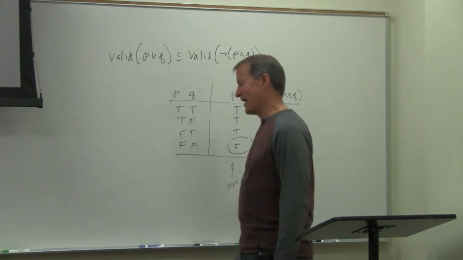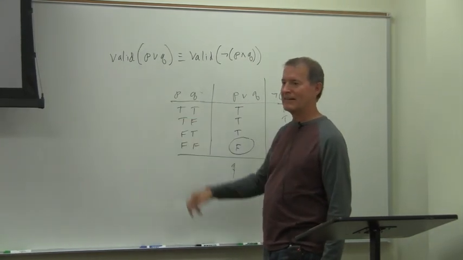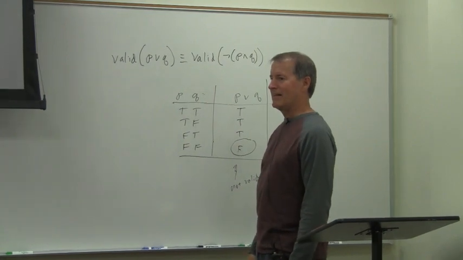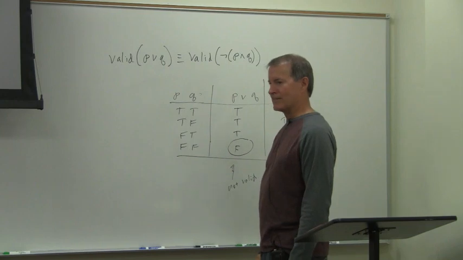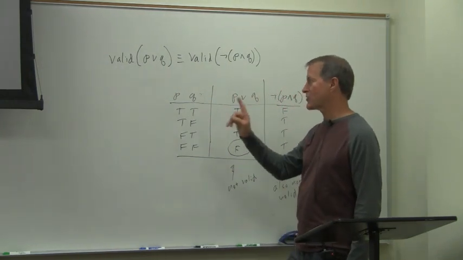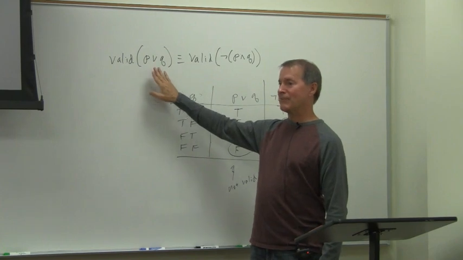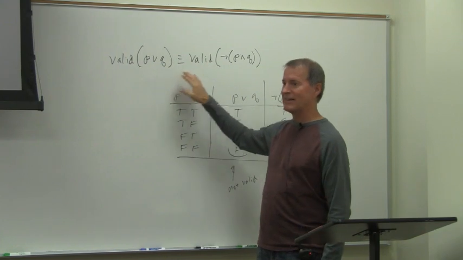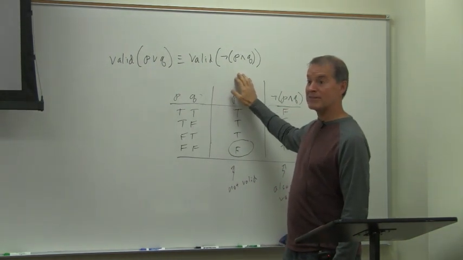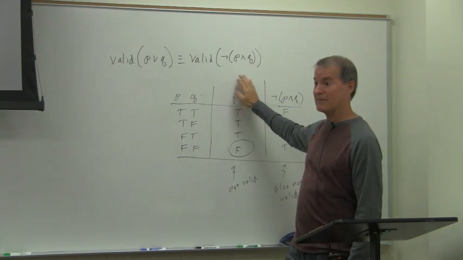Oh, I see. But that's in the special case of it being valid. If it's valid, that means that the duality is false in every state. Correct. But this says more than that. Because this says, not only if this is valid, the negation of the dual is valid, it also says if this is not valid, the negation of the dual is also not valid. So this says more than that.